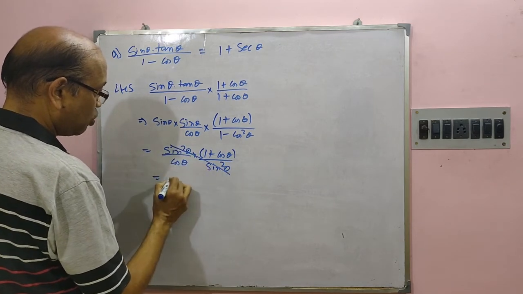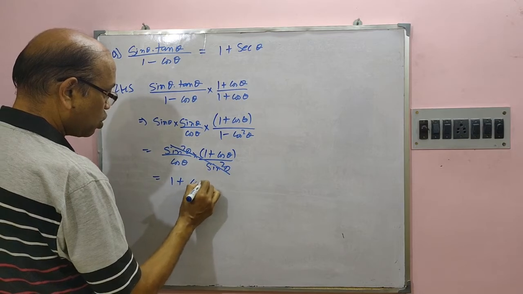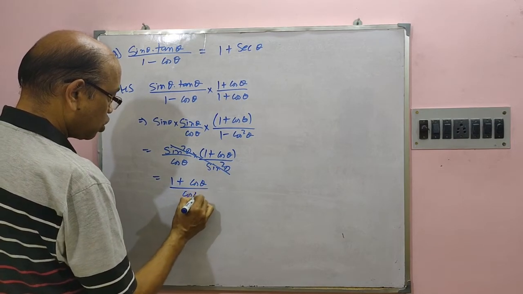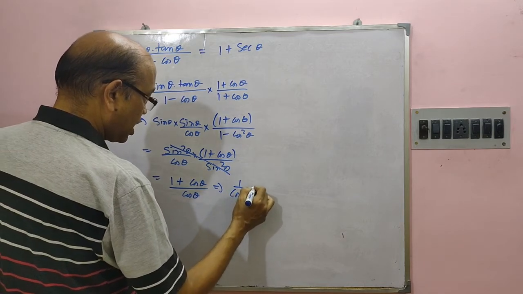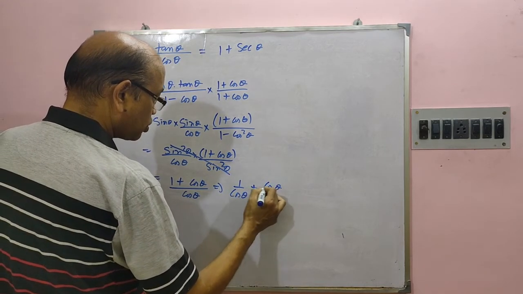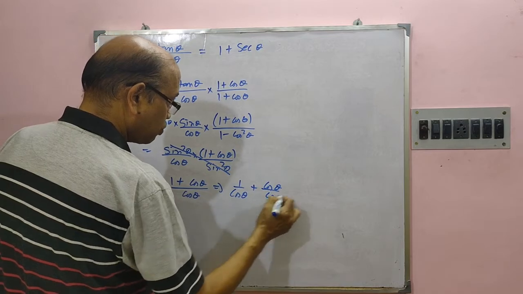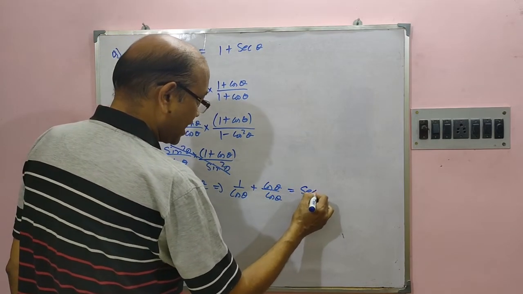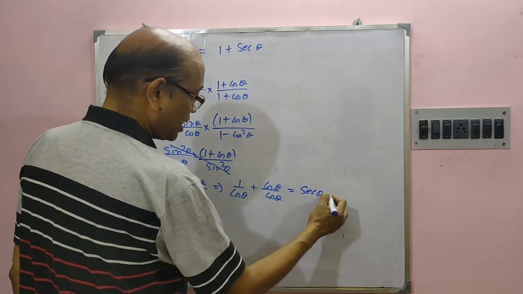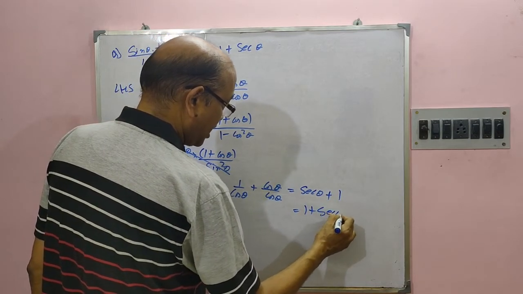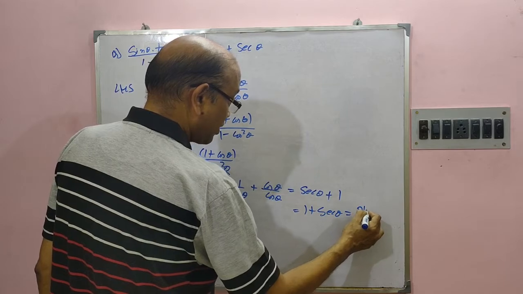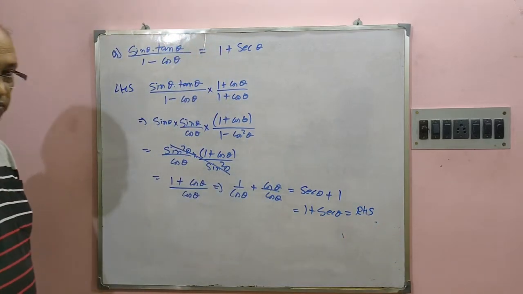This gets cancelled out, so I get 1 plus cos theta by cos theta, which can be written as 1 by cos theta plus cos theta by cos theta, which is equal to sec theta. 1 by cos theta is sec theta, plus 1. Therefore, 1 plus sec theta, which is equal to your RHS, proved.